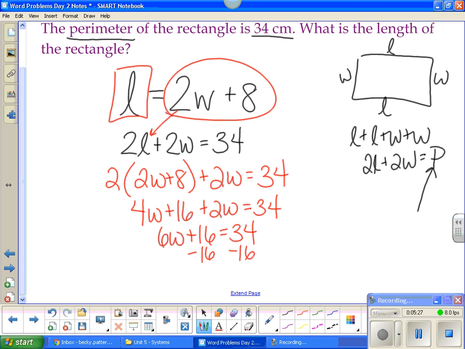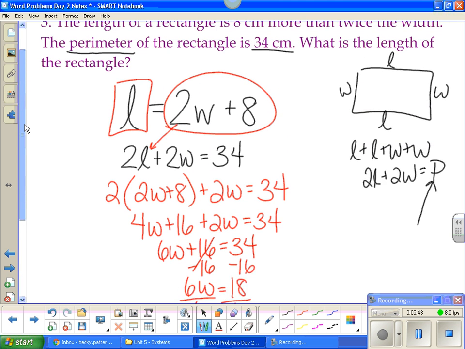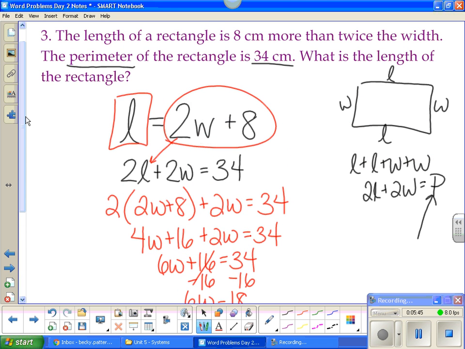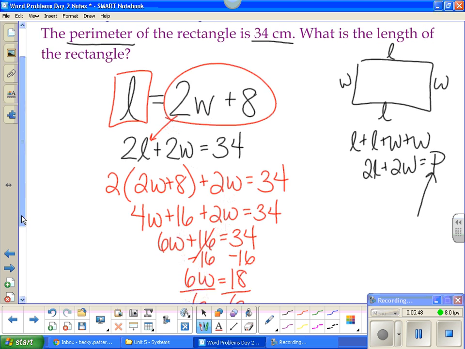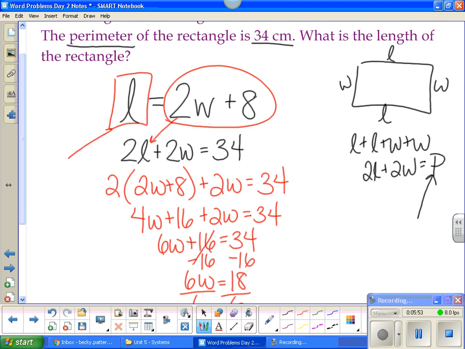Subtract the 16. Let's see, 34 minus 16 is 18. So w is 3. So my width is 3. Now let's read what the question says. The question says, what is the length? So it didn't want w, it wants L. So I have to go back. Let's see, if my width is 3, I'm going to go back into here and say L equals 2 times 3 plus 8, 6 plus 8. So my length is 14. That's the one it wants.